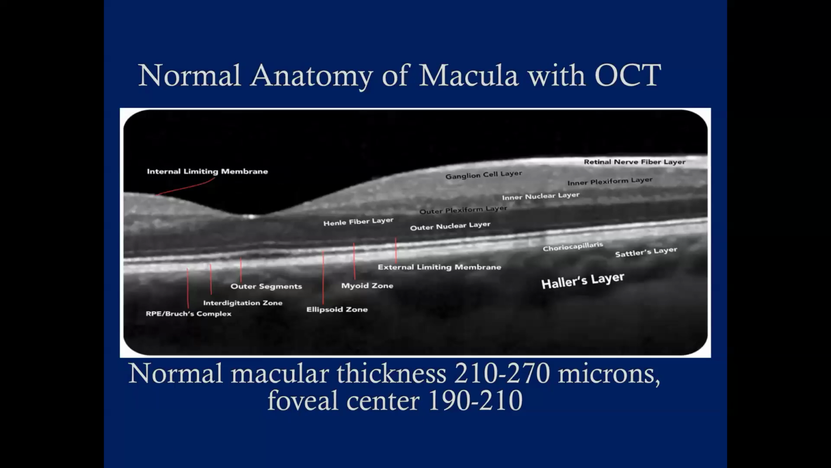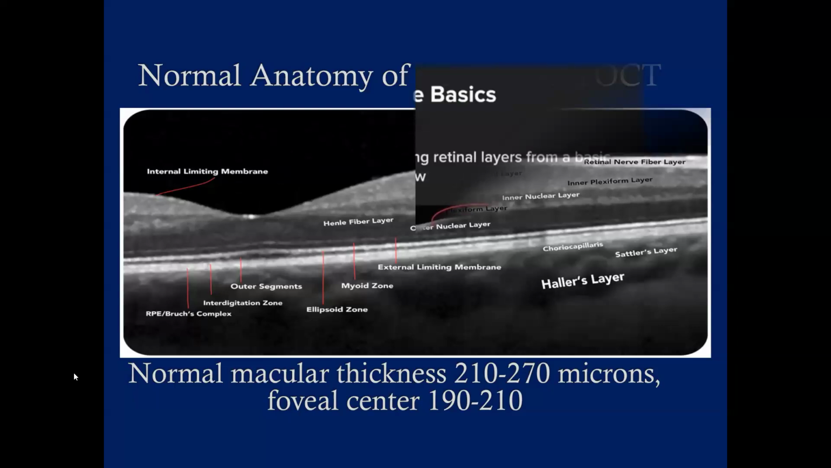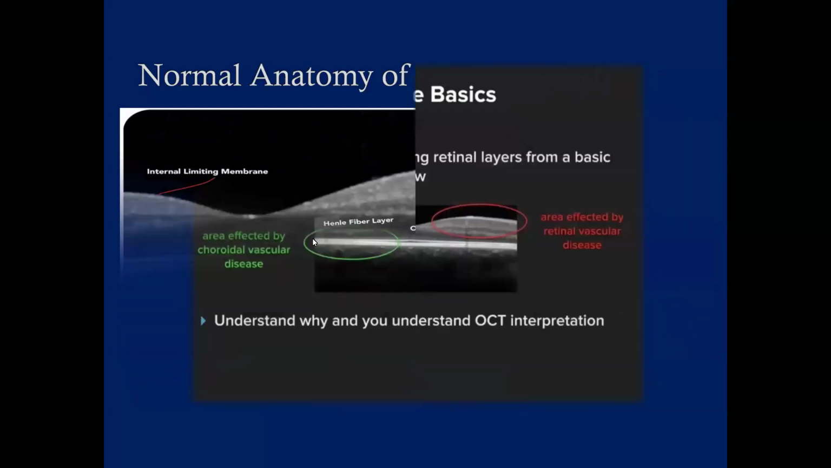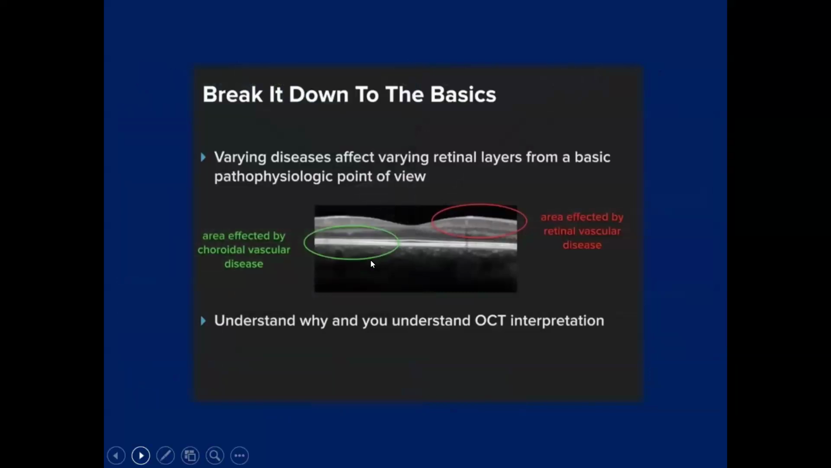So, as we diagnose different problems, there are areas which are affected by specific types of disease. The retinal pigment epithelium and the area around the photoreceptors are mostly affected by diseases such as choroidal neovascularization, which arises from the choroid as a complication of age-related macular degeneration. The inner retinal layer is mostly affected by retinal vascular disease, including diabetes and retinal vein occlusion.